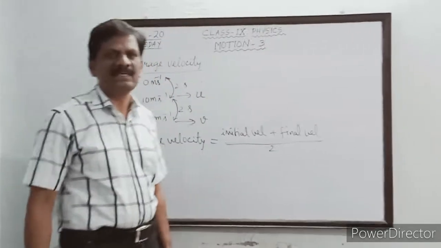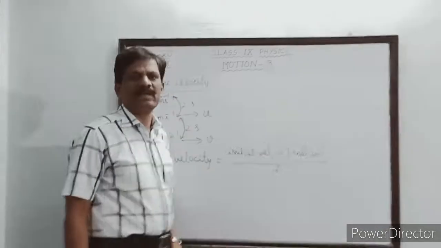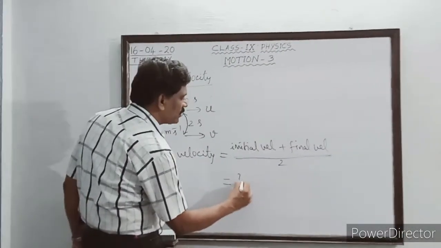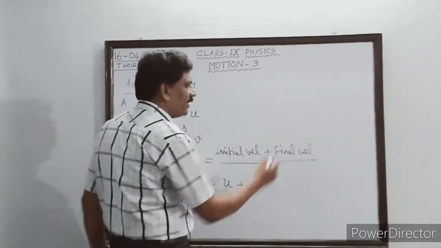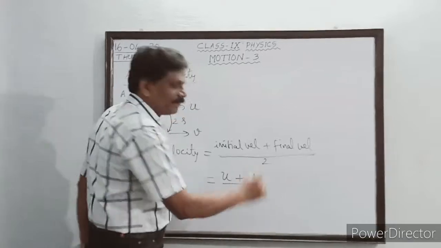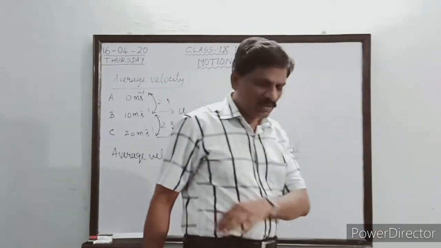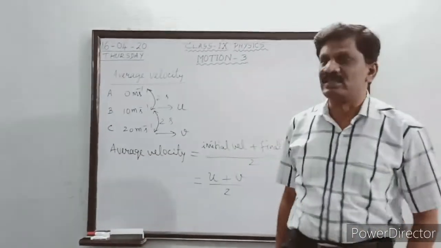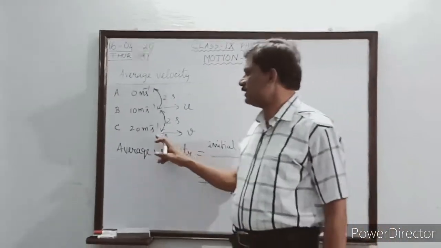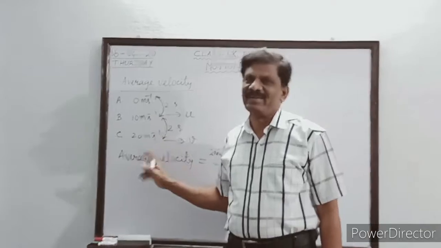It is just like taking the average of two numbers. Initial velocity is denoted by what symbol? It is small u. So this is equal to small u plus the final velocity, which is denoted by what symbol? It is a small v, and it is divided by 2. So this is one other definition of average velocity, only when the velocity changes at a uniform rate.